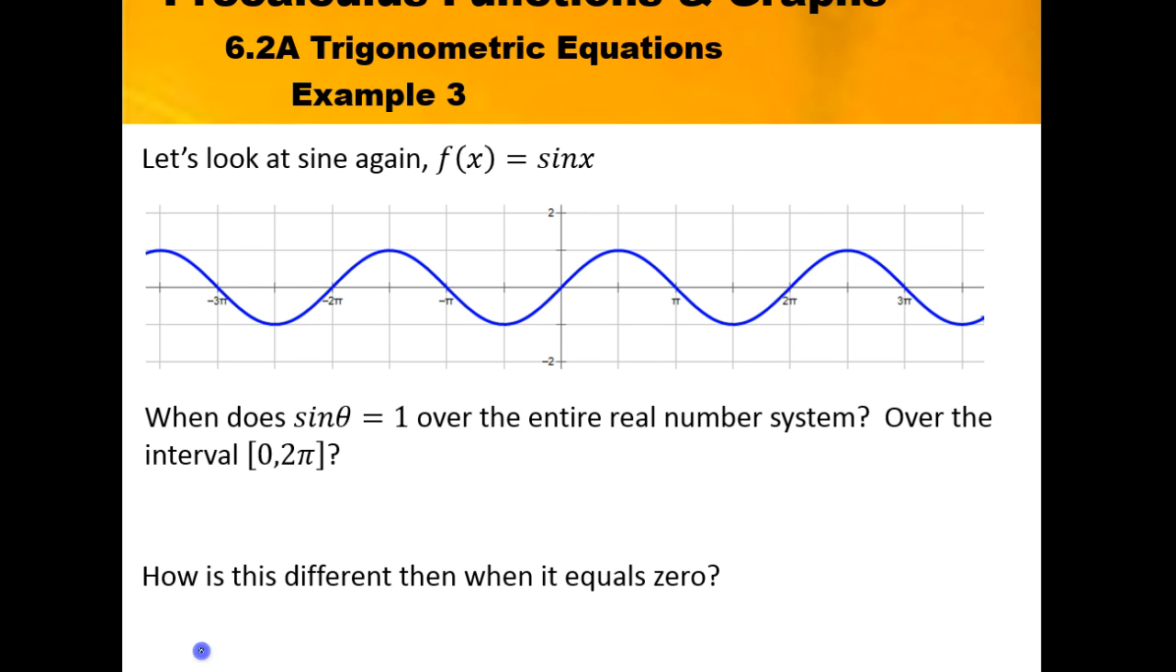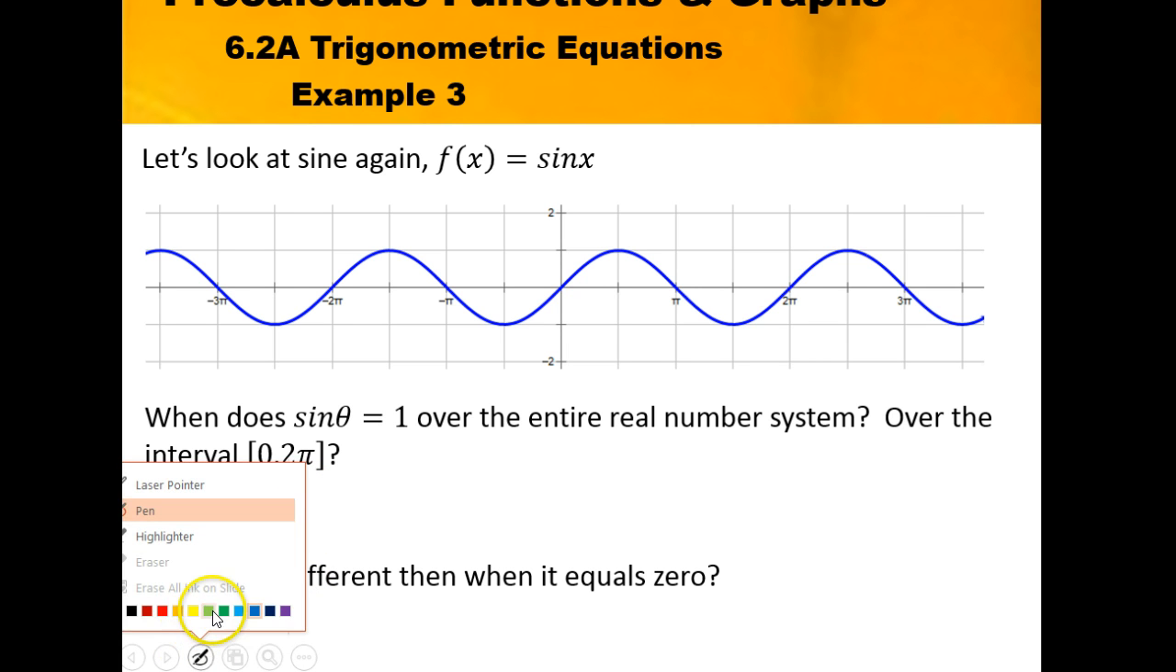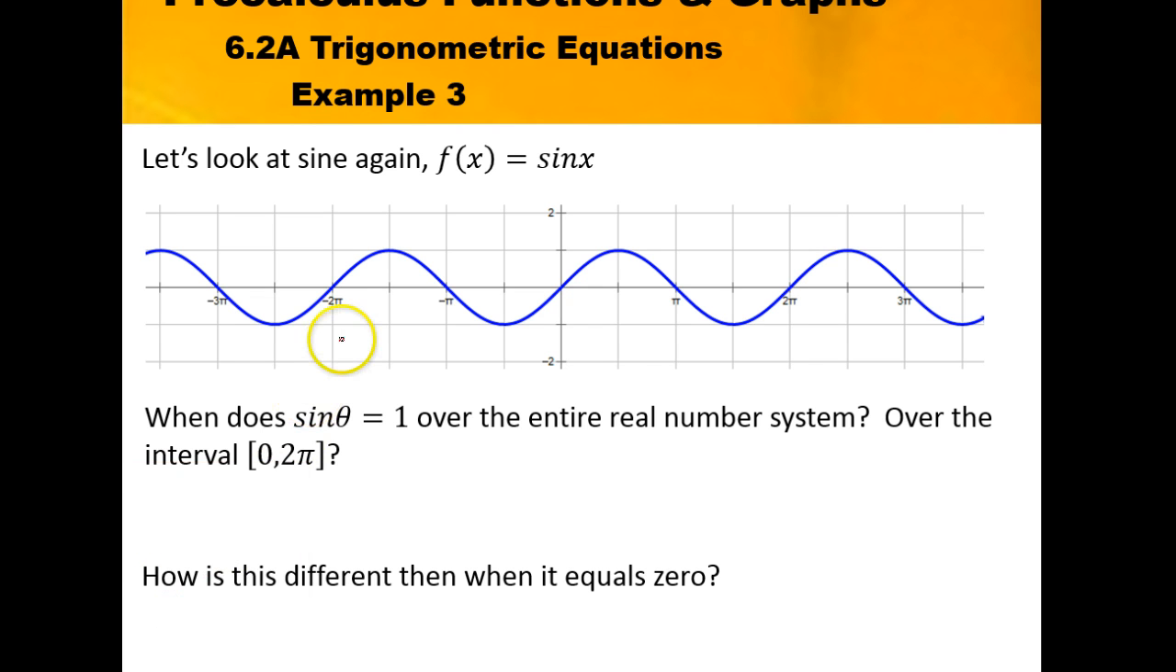Why are the colors not coming up? Sorry about that. That was weird.